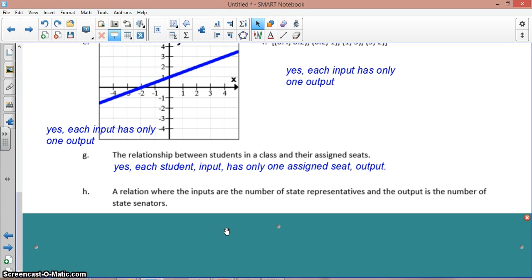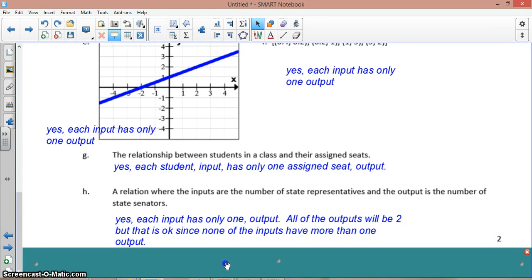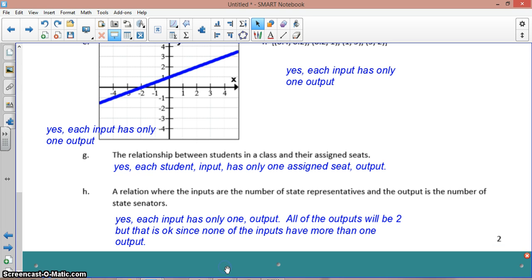And then our last example is H, a relation where the inputs are the number of state representatives and the output is the number of state senators. So every state has 2 state senators, but the state representatives can have a different number depending on which state you're in. So this is a function. Each input has only one output. It just so happens in this case all the outputs will be 2. But that's okay since none of the inputs have more than one output.